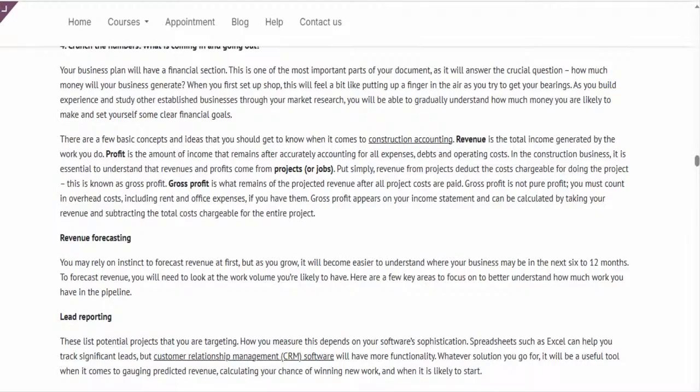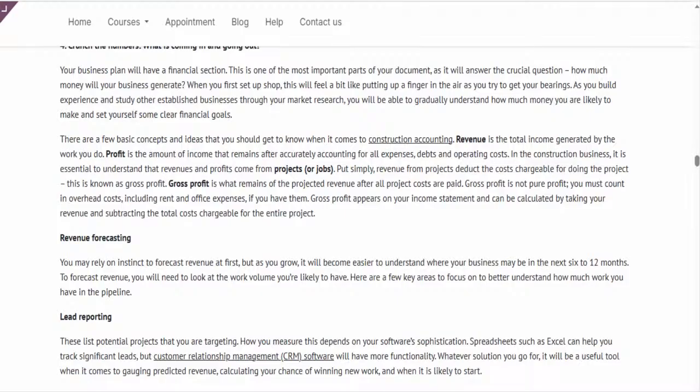Gross profit is what remains of the projected revenue after all project costs are paid. Gross profit is not pure profit, you must count in overhead costs, including rent and office expenses, if you have them. Gross profit appears on your income statement and can be calculated by taking your revenue and subtracting the total costs chargeable for the entire project.